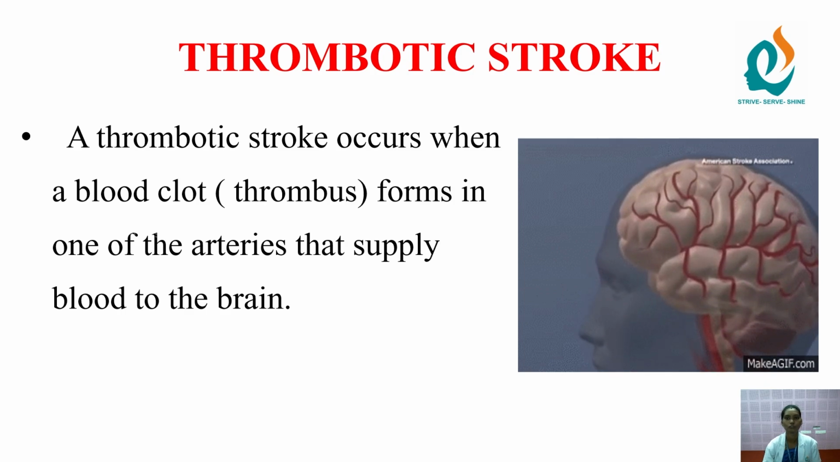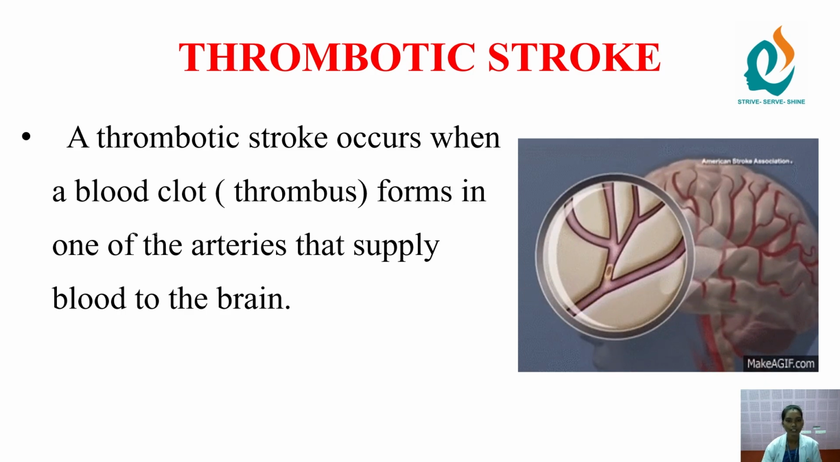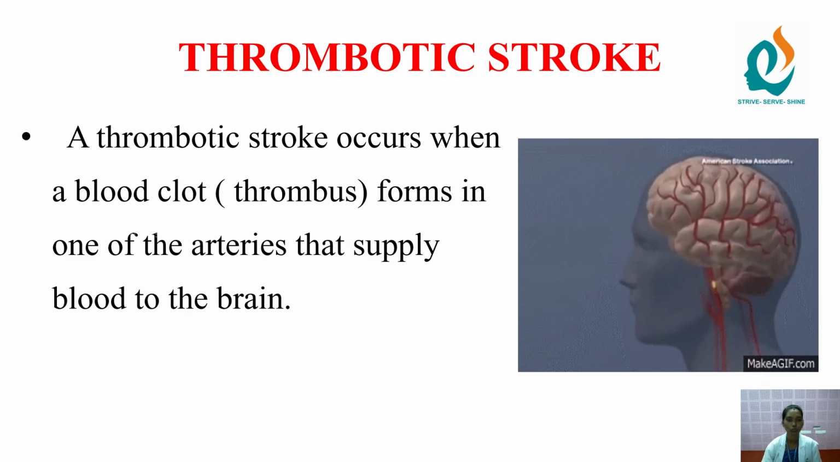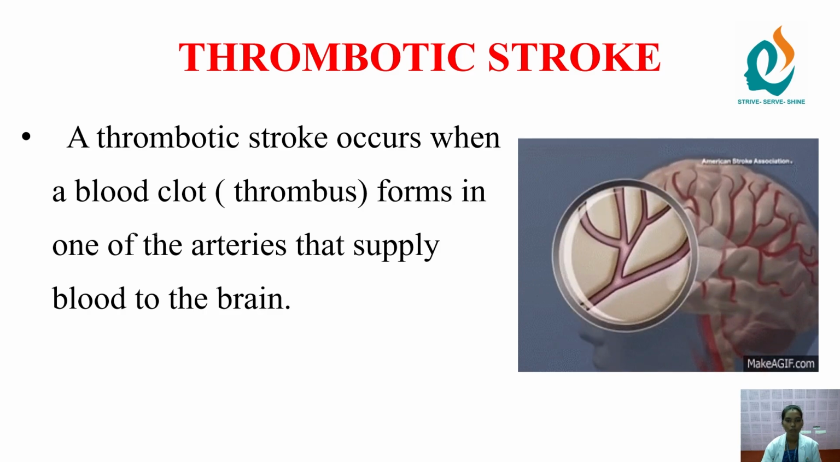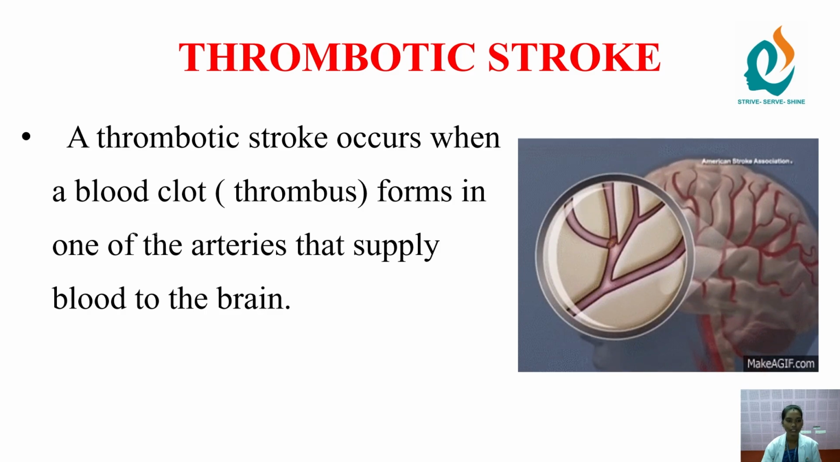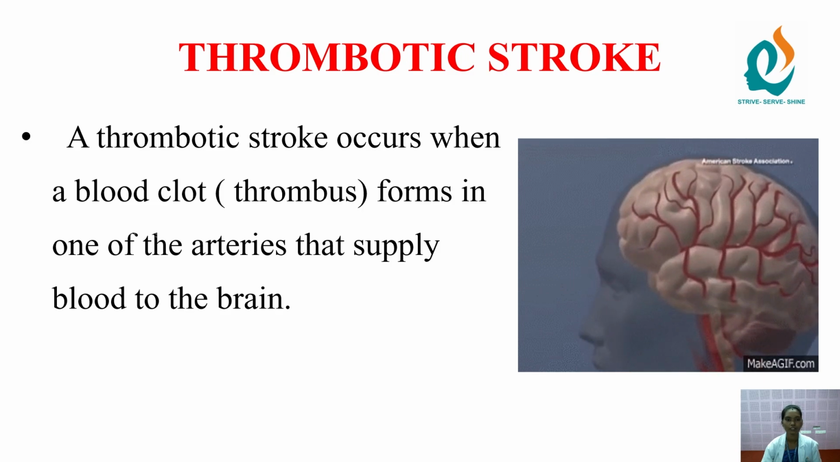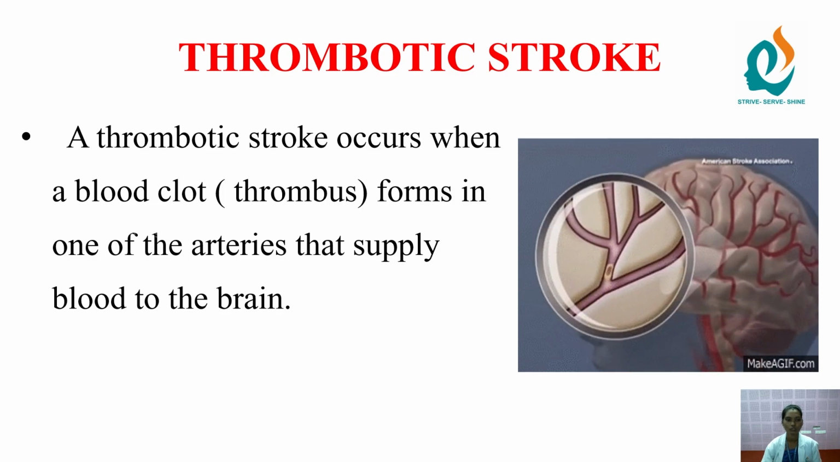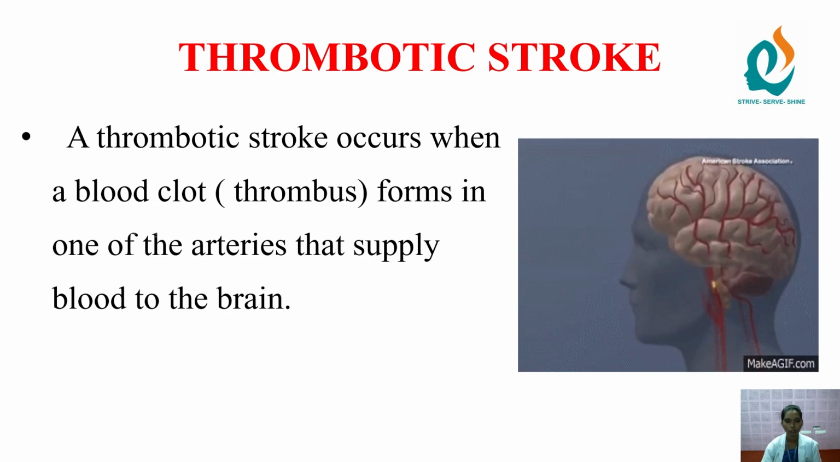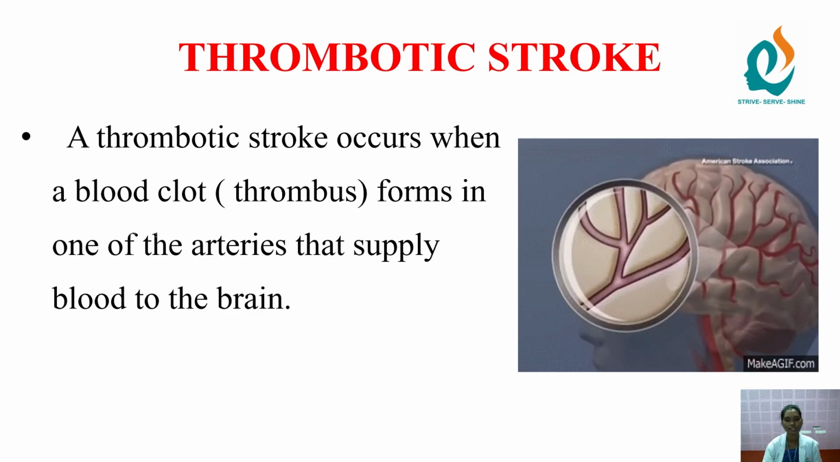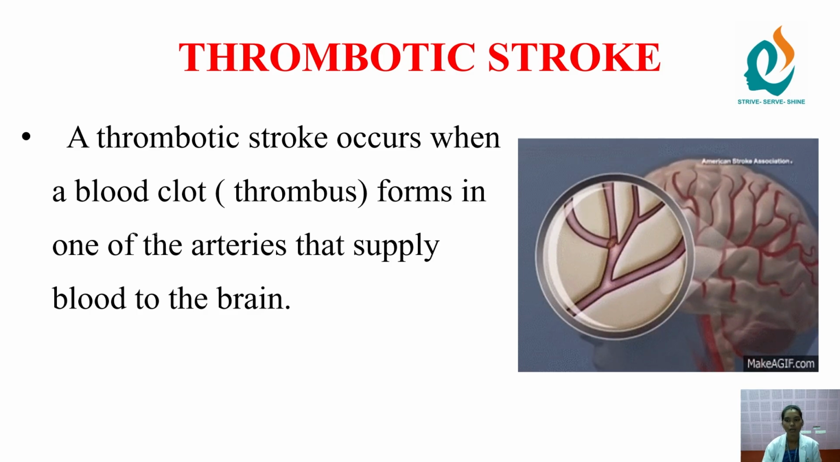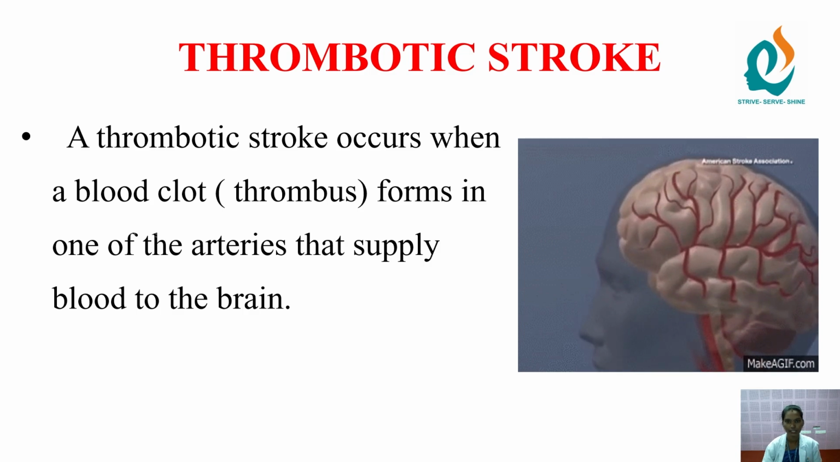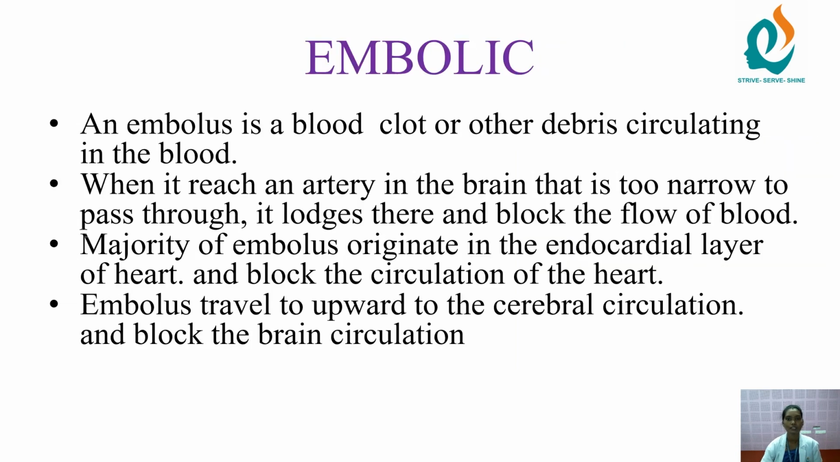First we will see the thrombotic stroke. Thrombotic stroke occurs when a blood clot, a thrombus, forms in one of the arteries that supply the brain. Thrombotic stroke means a blood clot that travels in the blood circulation and obstructs the blood supply to the brain. It leads to development of stroke. And next is the embolic stroke.